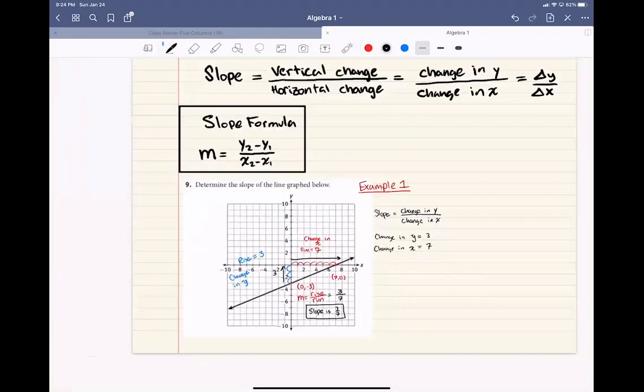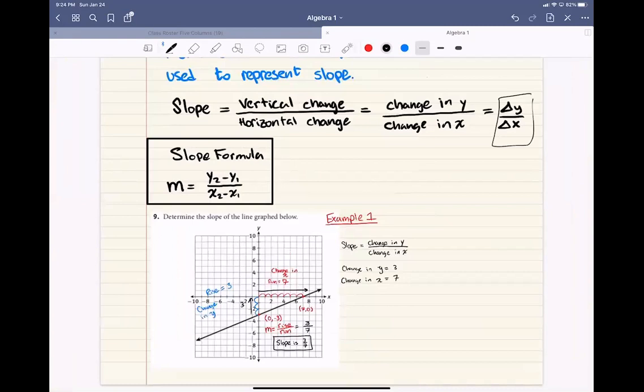Some of you guys might be wondering, well, what does this symbol mean, right? This triangle y is called delta y, which is another way of saying change in y. And delta x, right? So this triangle x is called delta x. And this is basically change in y. And this is change in x. Okay, that's all it is. Nothing too crazy, right?